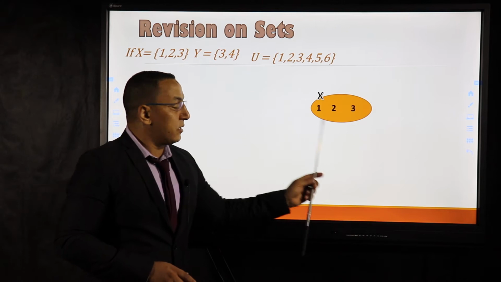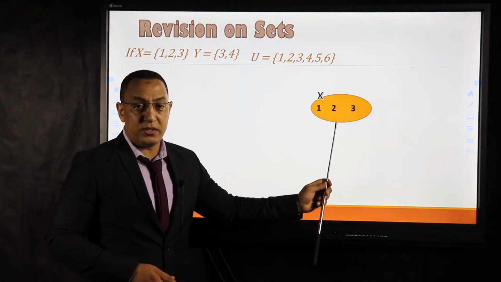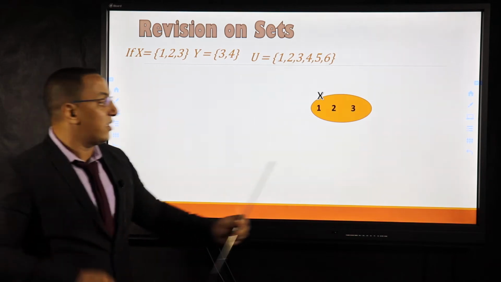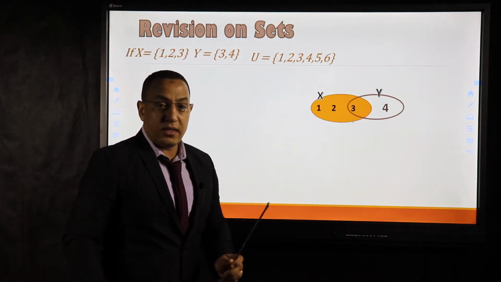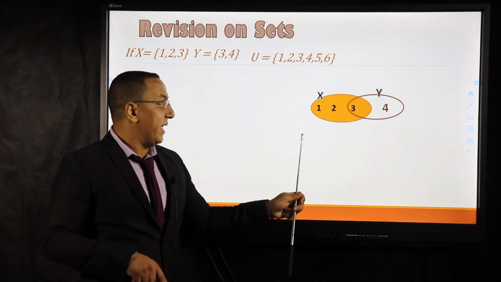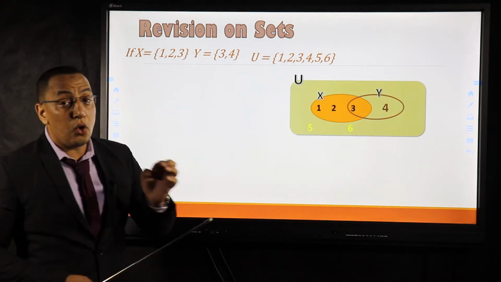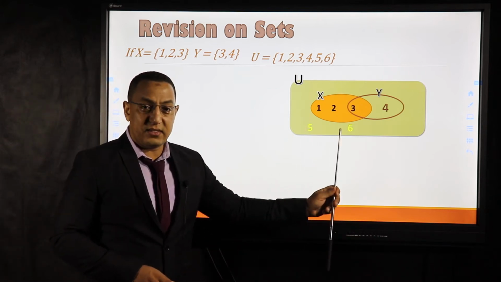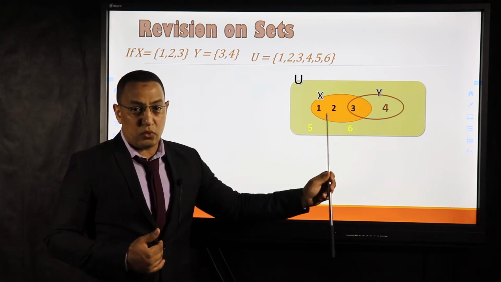x is represented by an oval like this, 1, 2 and 3, and y equals 3 and 4, so y is connected with x at 3, like this. This is y. And finally u is represented by a rectangle like this. This is called a Venn diagram. Note here that 5 and 6 are inside u, outside x and y.